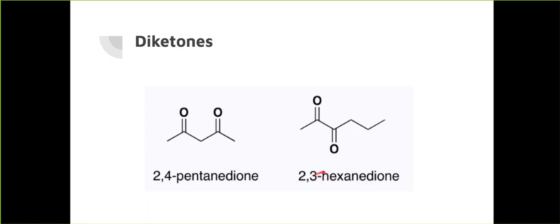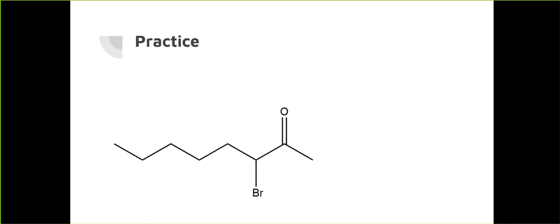In this example, it is going to matter. You're going to want to count as closest to one of your carbonyl groups as you can. So here it's going to be 1, 2, 3. So that gives us 2,3-hexanedione. If you start on this side, you'd end up with 1, 2, 3, 4, 5. You'd end up with 4,5-hexanedione. 2,3 is lower, so you want to start on this side. Any questions there? So try to name this guy.